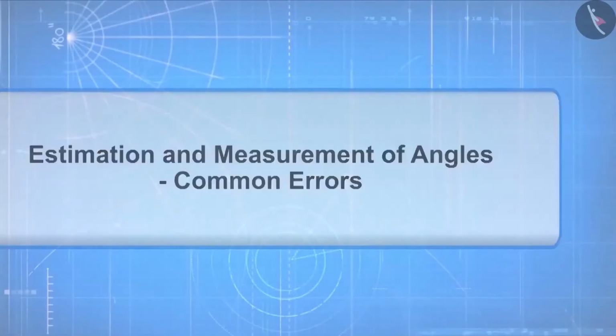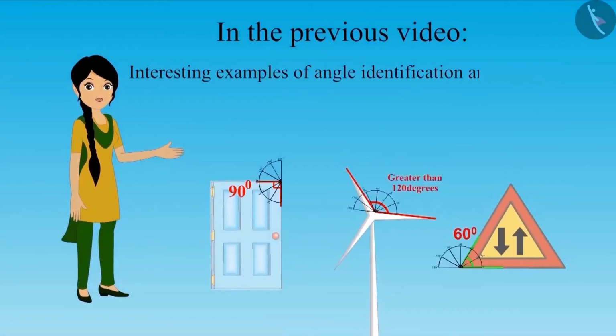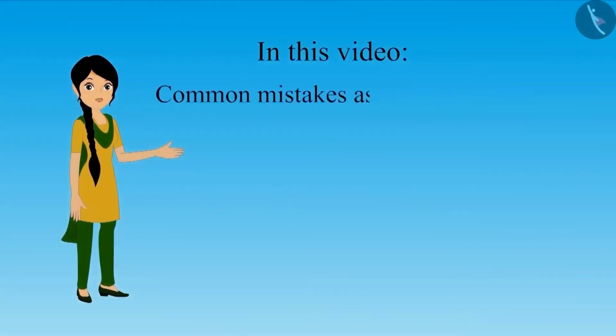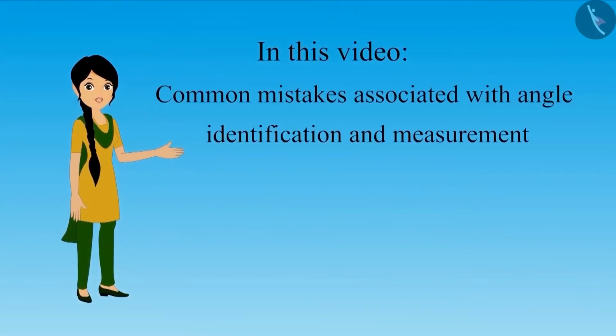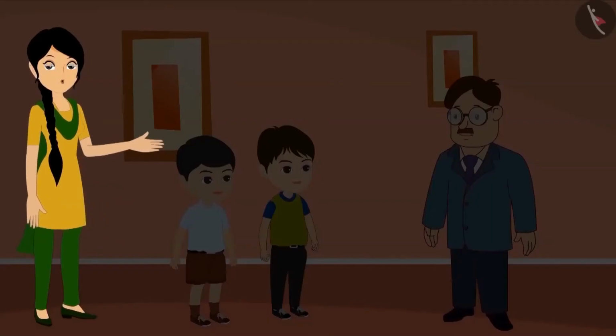Hello friends. In the previous video, we saw some interesting examples of identifying angles with Bholu and Golu and measuring angles with the help of a protractor. In this video, we'll see some common mistakes associated with angle identification and measurement. Both Golu and Bholu were trying to solve the same question, but their answers were coming different.